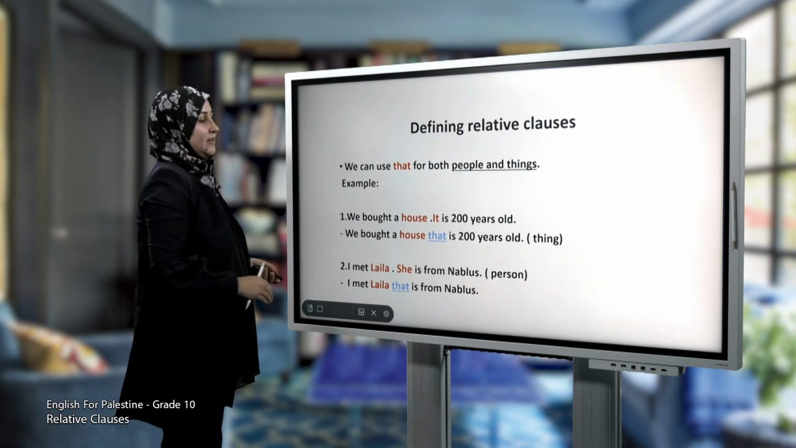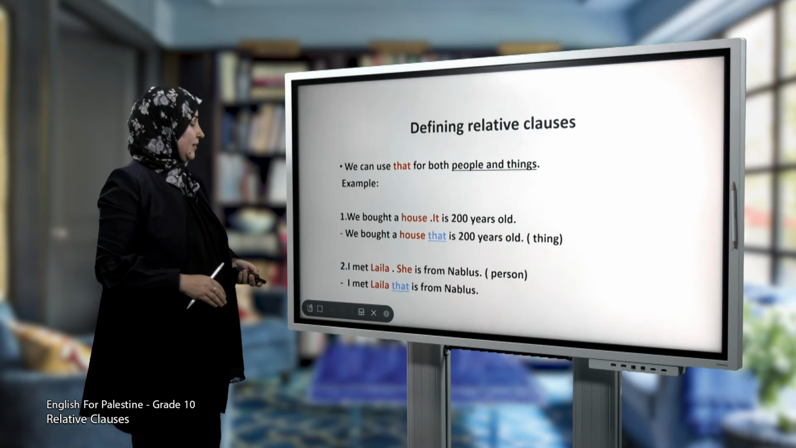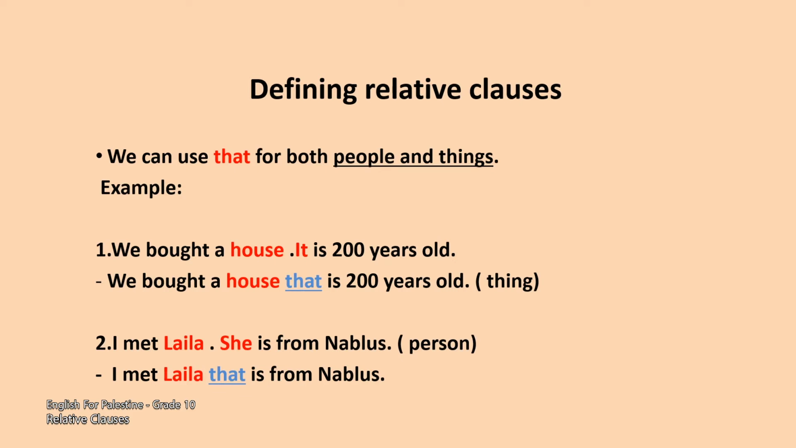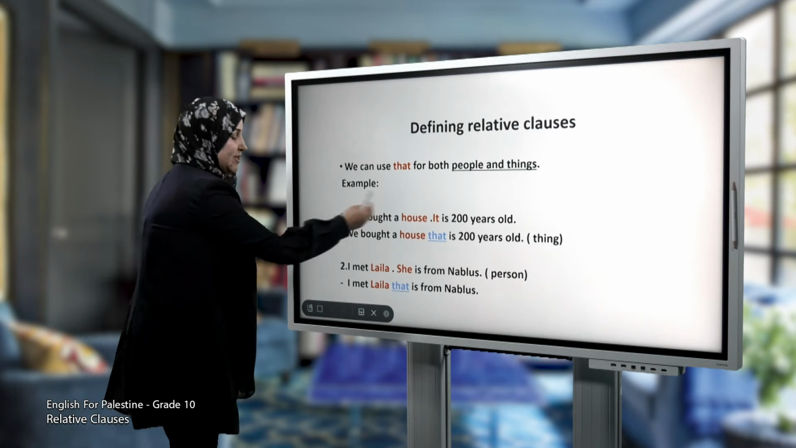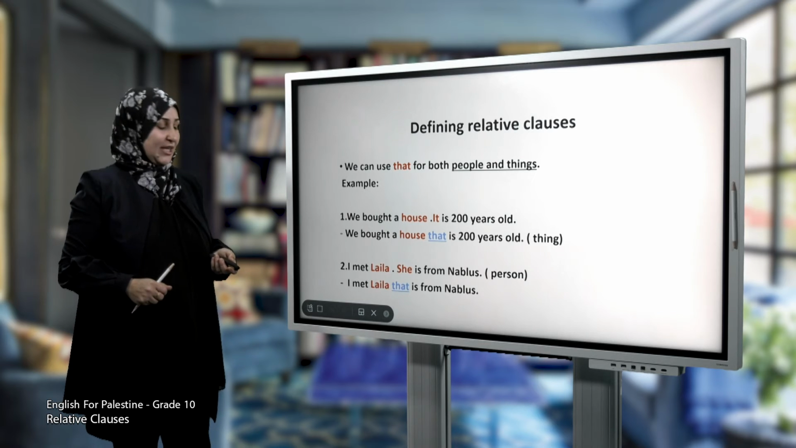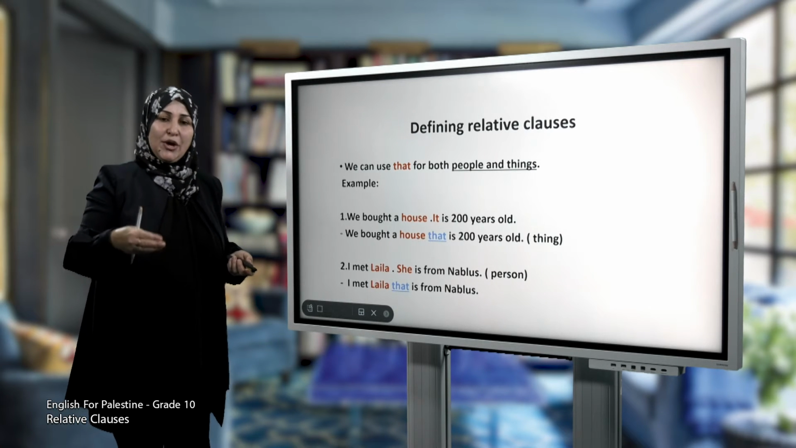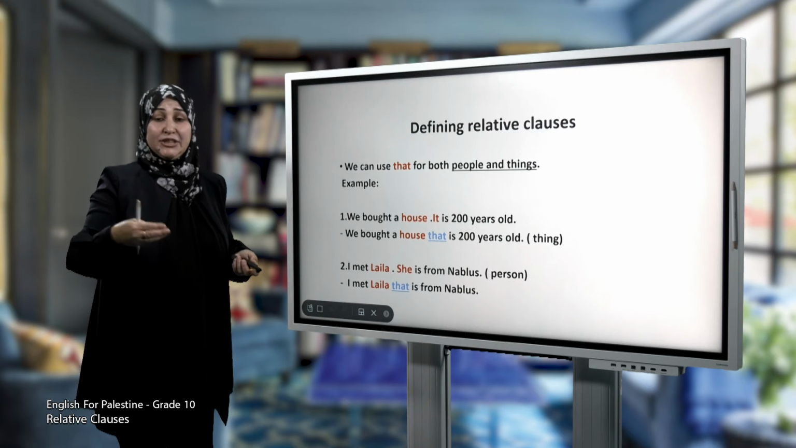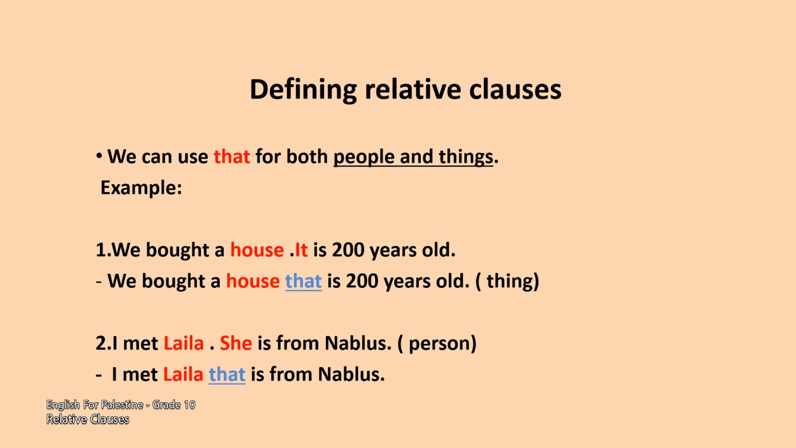We can use that for both people and things. Example: we bought a house, it is 200 years old. Here we are talking about the same thing, the house, and this information is very important or essential. This is a defining relative clause, so we can use that instead of which: we bought a house that is 200 years old.